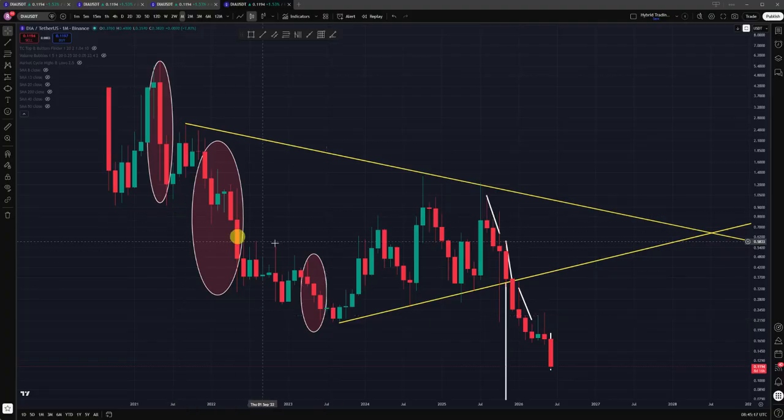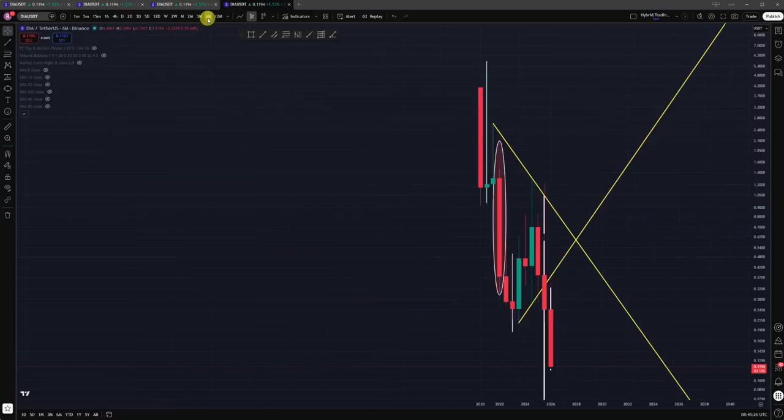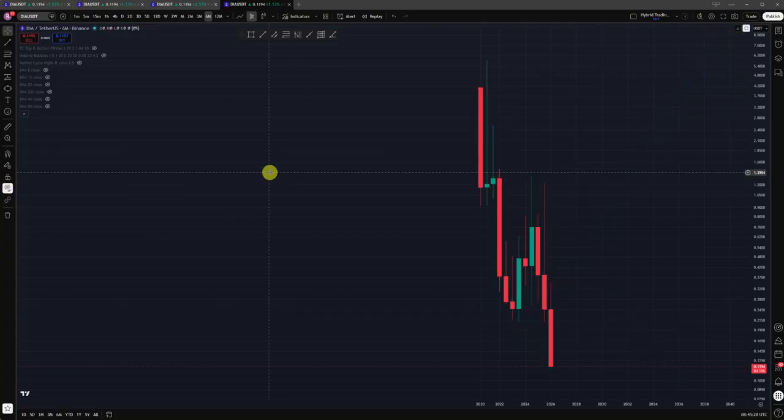So that's the past. Now we're going to be talking about the future. Even though I think if you look at the 6 month chart, this is an area that I've been kind of interested in. Let me take this off again.